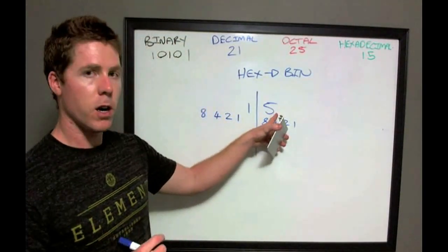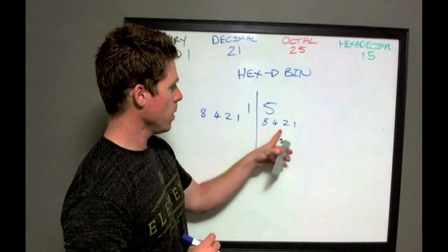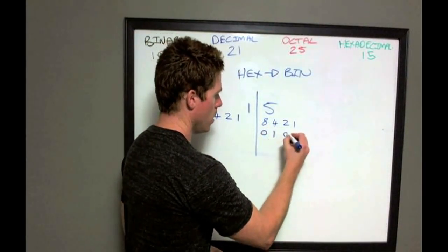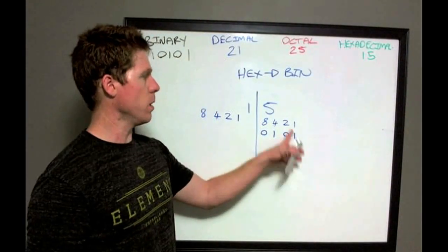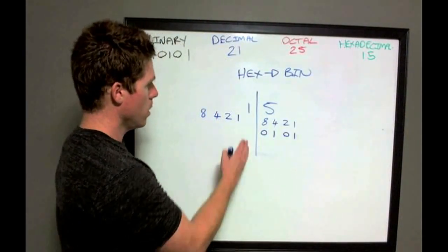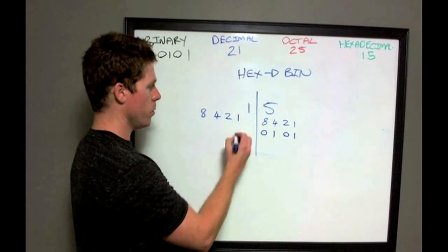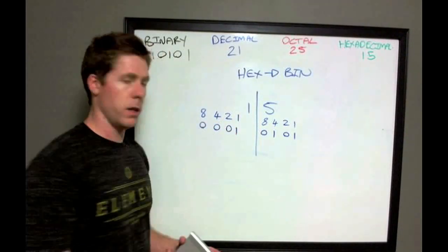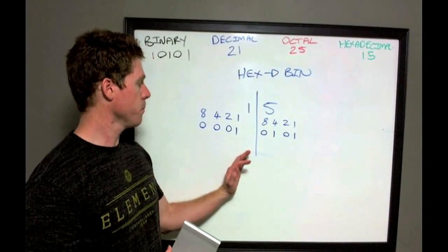So to make the number 5, we're going to need a 4 and a 1. So none of that, one of them, none of them, one of them. So 4 plus 1 gives us 5. Over here, to make the number 1, all we need is one of them. None of them, none of them, and none of them. That gives us the number 1.